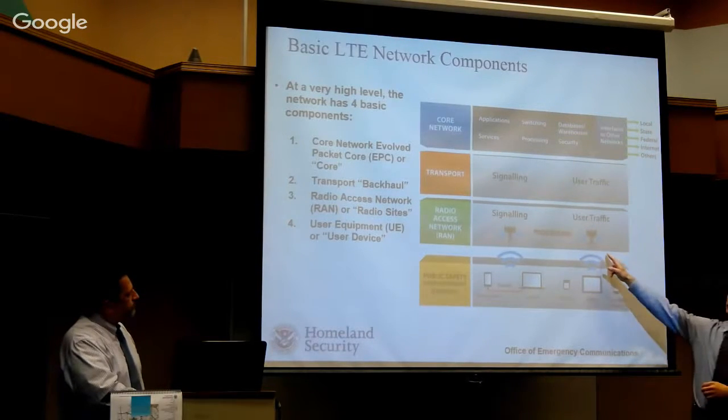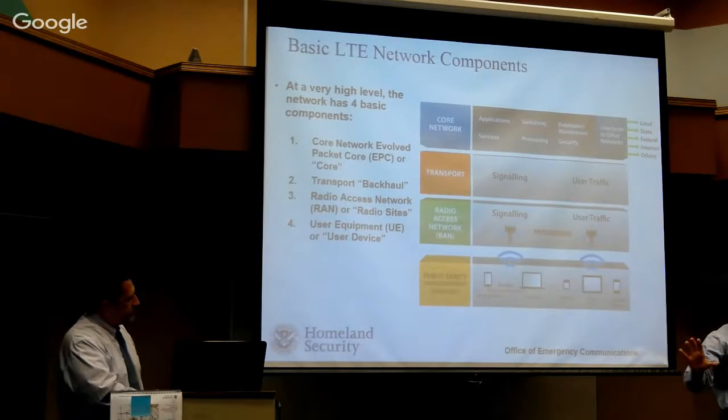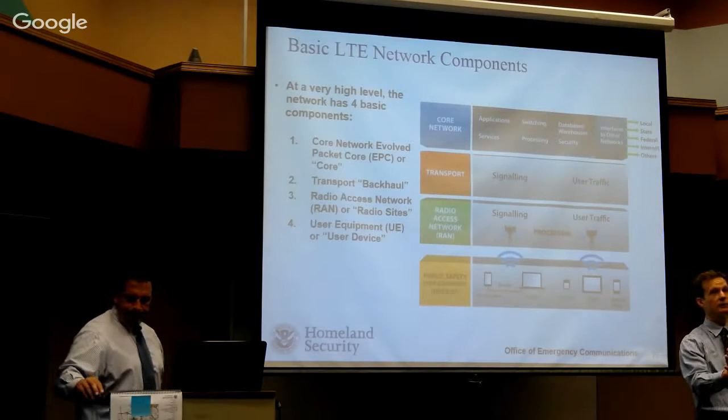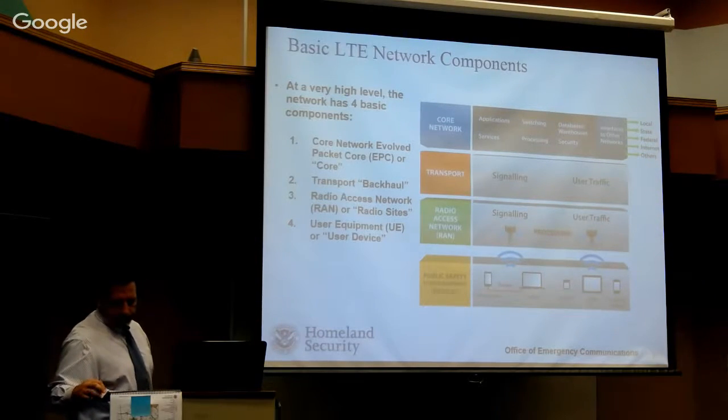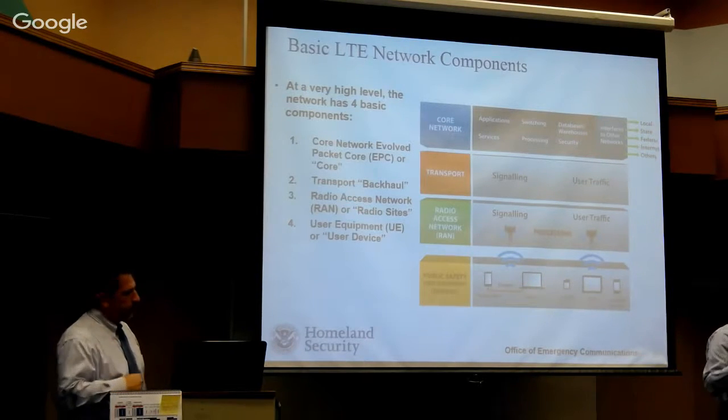Now, the user traffic parts of the core, most likely you want to have that distributed out to regions because that's carrying your traffic, so you want to try to offload traffic as close to the edge of the network as possible to keep your backhaul costs down. The signaling part, however, can be located a little bit further away.